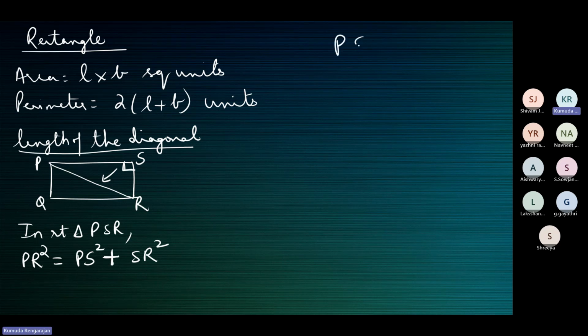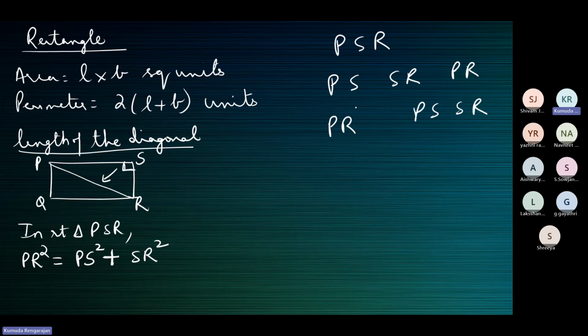The triangle is PSR. The three sides of the triangle PSR are PS, SR, PR. Now, of these three sides, PR is the hypotenuse because that's opposite of the right angle. So the remaining two sides are PS and SR. Square all of them. Hypotenuse square is equal to the sum of the squares of the other two sides.